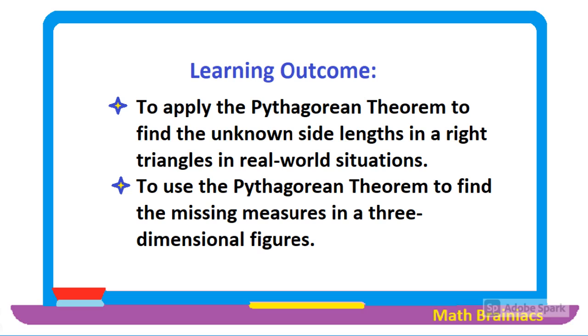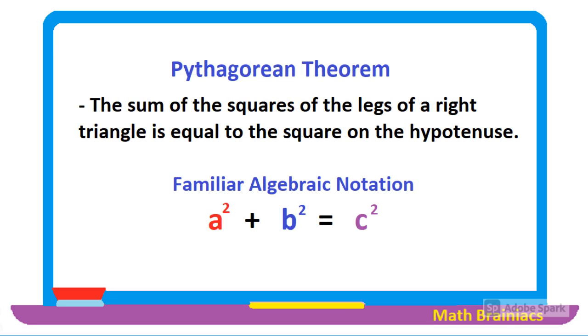We are going to learn today how to apply the Pythagorean theorem to find unknown side lengths in right triangles in real-world situations. And we are going to learn also how to use the Pythagorean theorem to find the missing measures in three-dimensional figures. Let us recall what is a Pythagorean theorem.